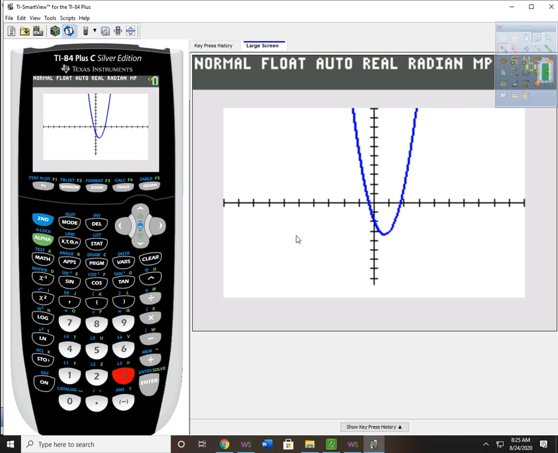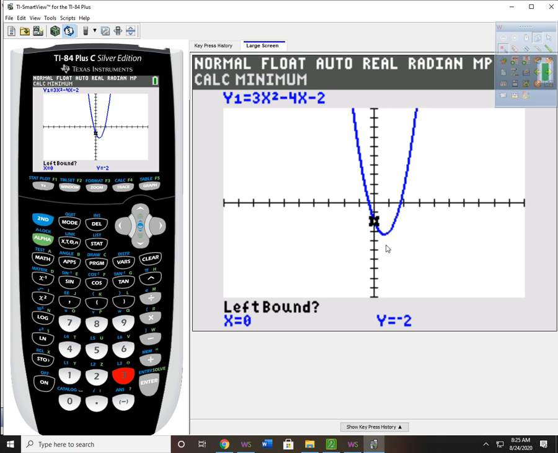Now, they ask you a few questions. First of all, you'll notice up here it tells you your equation that you're on. So if you have more than one equation inside, you'll know which one they're looking at by looking up here at this y1. It's asking, are you on the left side of your minimum? If you are, then press enter. Then it says, are you on the right side? The answer to that is no, because my little dude is right here. So I'm going to arrow over until I get on the other side of my minimum, and then I'm going to press enter.